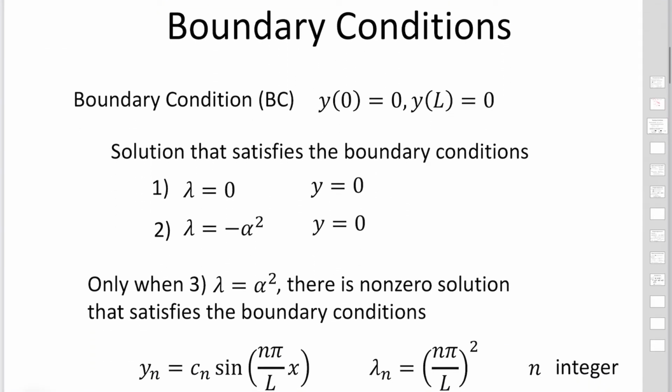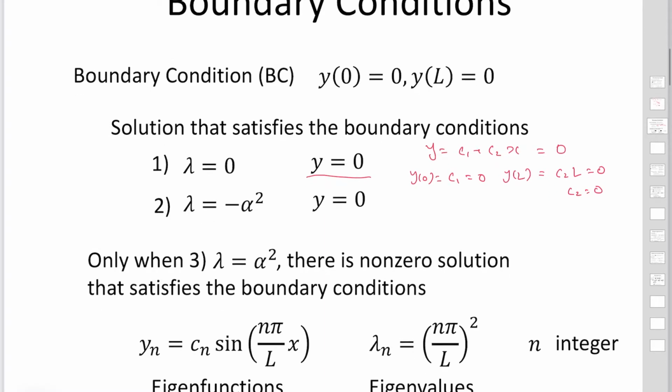The boundary condition gives the value of y equals 0 at x equals 0 and x equals L. For the first case, the general solution is y equals c sub 1 plus c sub 2 x. Then at x equals 0, y(0) equals c sub 1 equals 0. So we find c sub 1 equals 0. And at x equals L, this becomes c sub 2 L equals 0. So from this condition, c sub 2 equals 0. So c sub 1 and c sub 2 equal 0, y equals 0. When lambda equals 0, the solution becomes y equals 0.